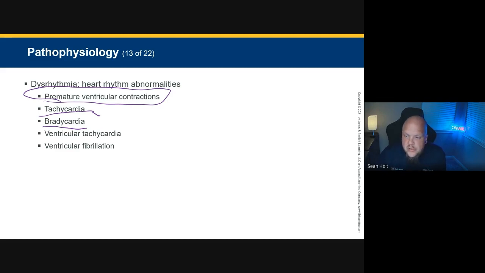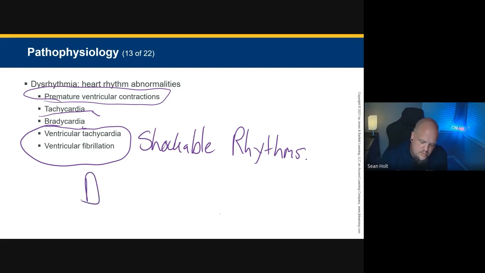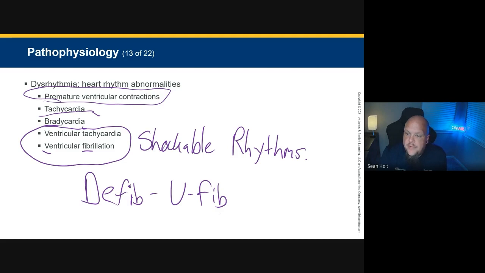Ventricular tachycardia and ventricular fibrillation. These are our two shockable rhythms. We want to defib VFib. All right, so VFib. VFib cannot produce a pulse.